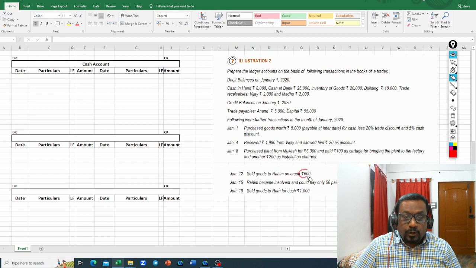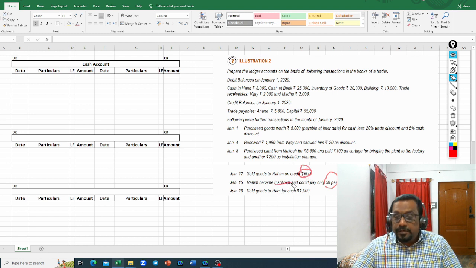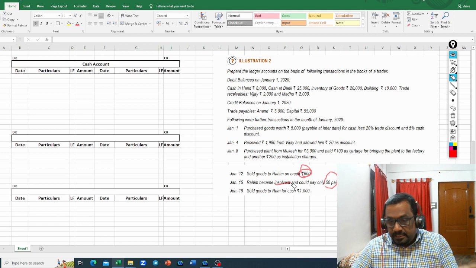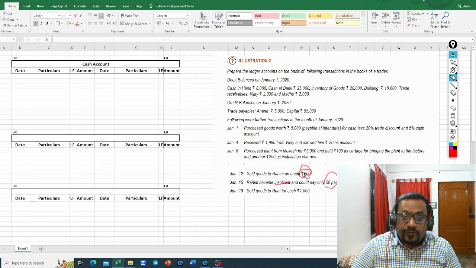Next, Rahim became insolvent and could pay only 50 paisa in a rupee. How much did we sell to Rahim? 600. So he paid 50 paisa per rupee. That means he paid 50% of this amount because he became insolvent. Insolvent means he became bankrupt and doesn't have money to pay. Hence he paid only 50% of the 600 rupees. Right? We need to prepare a journal entry for how to post this transaction.